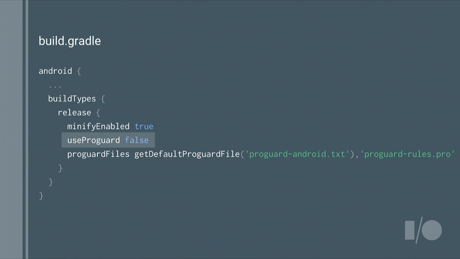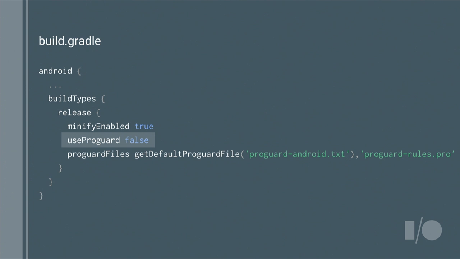There's also a new way of using the built-in shrinker in our tools. If you do minifyEnabled true, that enables ProGuard. But you can then say useProGuard false, and this will use our built-in shrinker. That's a little bit faster, but it doesn't do all the things that ProGuard does. It just removes classes. It doesn't obfuscate, but it works better with Instant Run, for example.